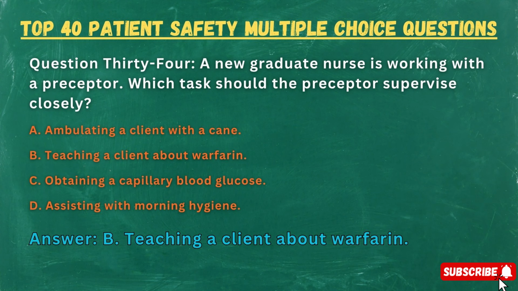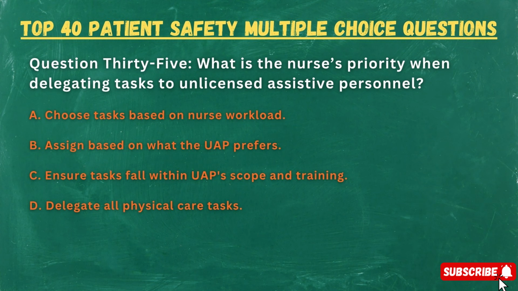Answer. C. Let's talk about what you're feeling and how we can help. Question 35. A nurse is assessing a pregnant client with gestational diabetes. Which finding is concerning? A. Blood glucose of 88 milligrams per deciliter. B. Fundal height appropriate for gestation. C. Headache and visual changes. D. Mild lower back pain.